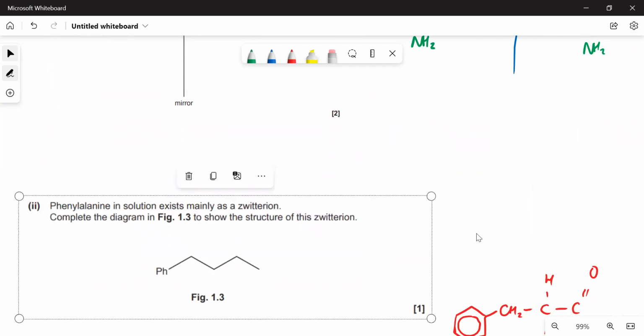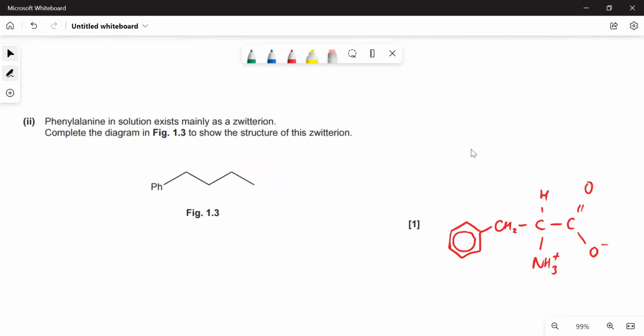Right, phenylalanine exists in solution mainly as the zwitterion. Complete the diagram to show the structure of the zwitterion. Right, so I've drawn the structure as a non-skeletal here. Sometimes it's easy to get confused going straight to skeletal. Okay, so this is going to be that carbon there, the carbonyl carbon. So we need to have that, and in the... that's not the carbonyl carbon. This is what's confusing.